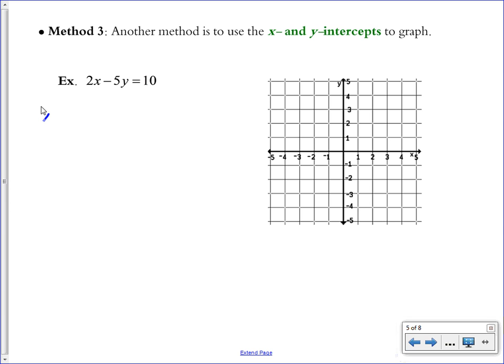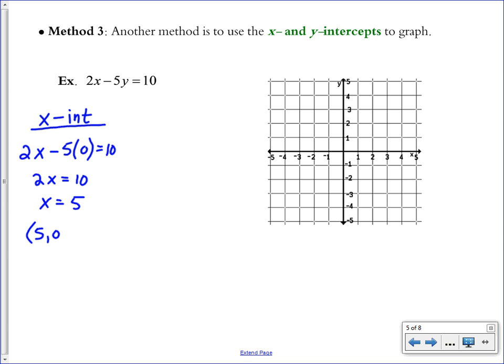The x-intercept is just the point where the line is going to cross the x-axis, at which point the y value is 0. So we're going to replace y with 0 in the equation. I don't usually show the work for that because if I multiply anything by 0, that term is just going to go away. So really what I'm left with is 2x equals 10 and x equals 5. So I know that I have an x-intercept located at 5, 0.